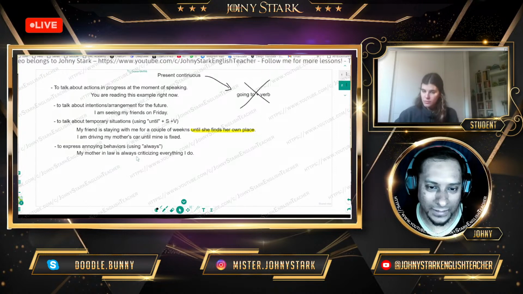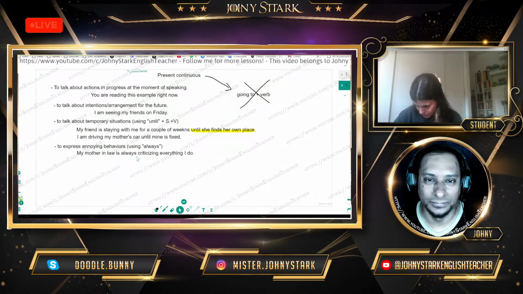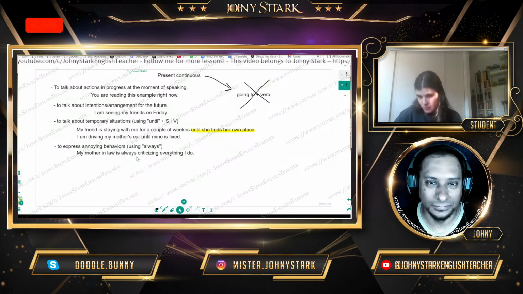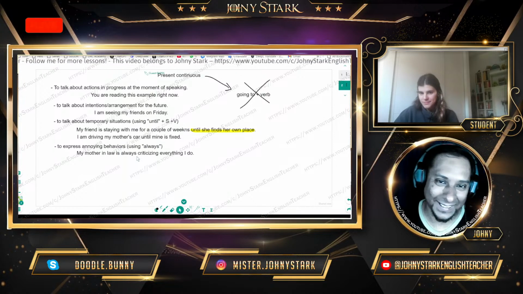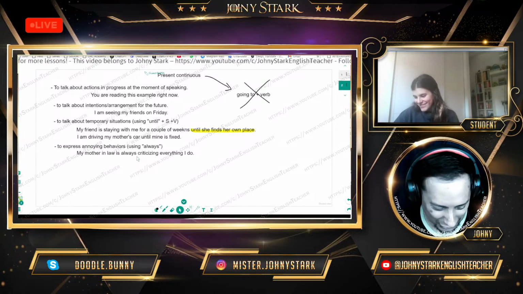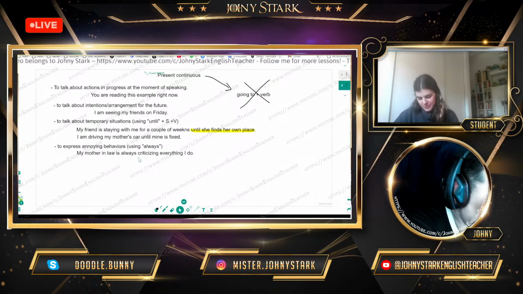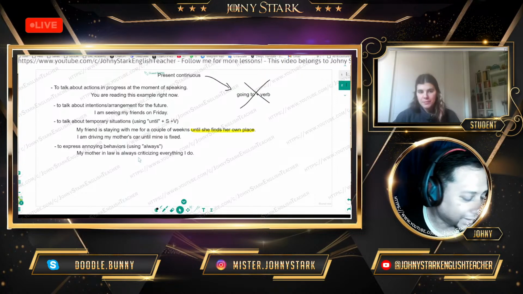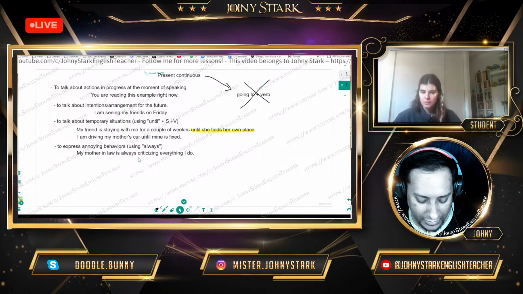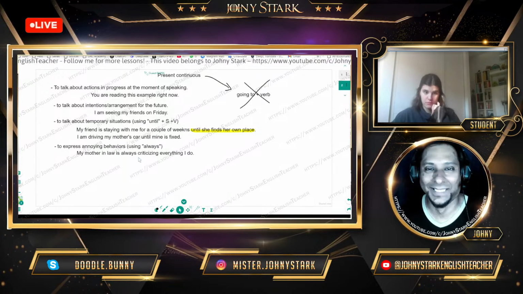Mi suegra está siempre criticando todo lo que hago. Exacto. ¿No es típico? Bueno, en mi caso no. En mi caso no, quizás en el tuyo. Sí. Pero es un ejemplo. My mother-in-law is always criticizing everything I do. Podría ser tu madre, podría ser tu padre, tu hermano, tu jefe, tu compañero de trabajo, tu amiga, tu vecino. Alguien que anda siempre criticando. Tu ex. Right?